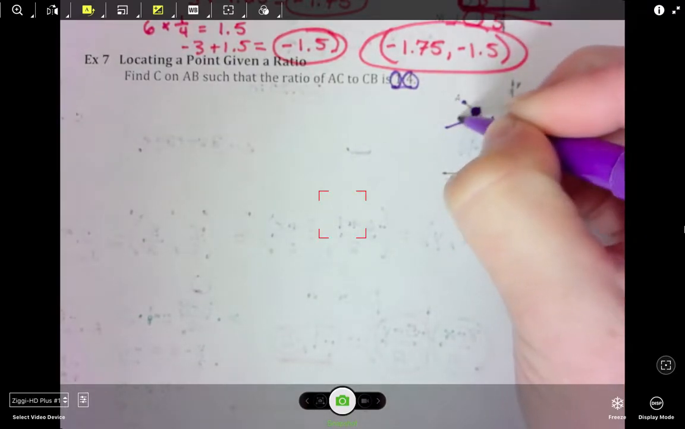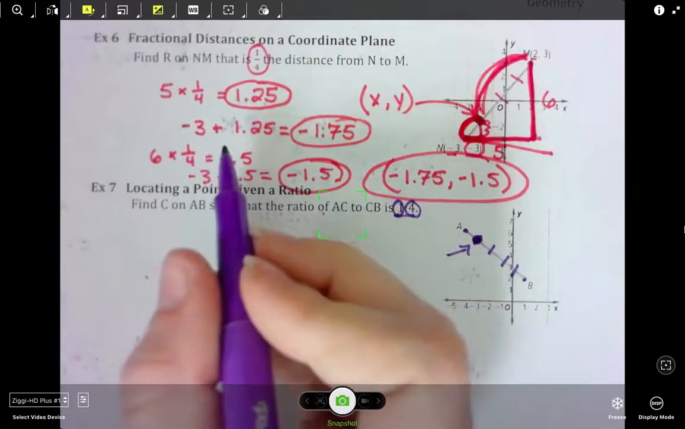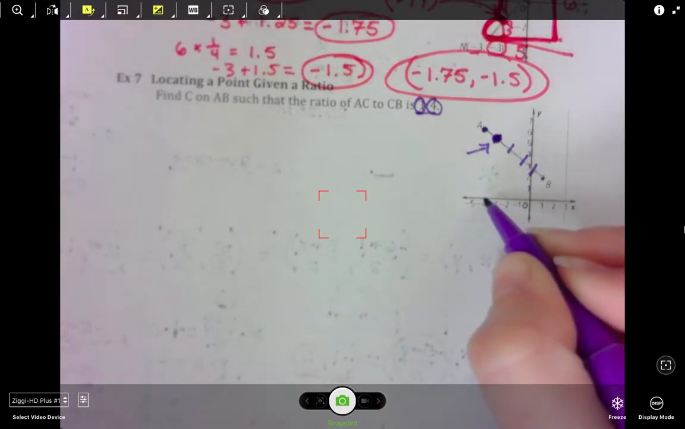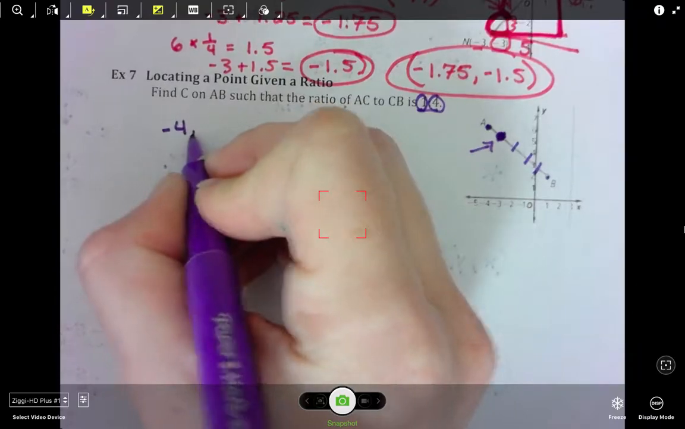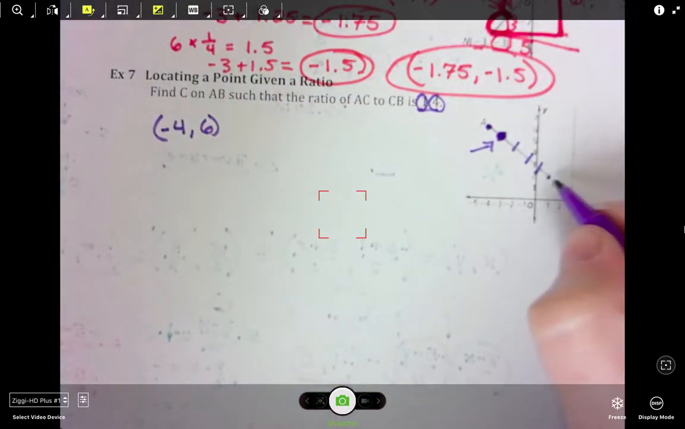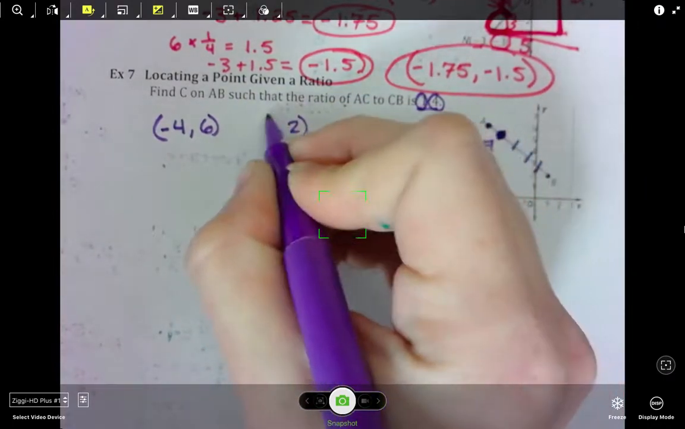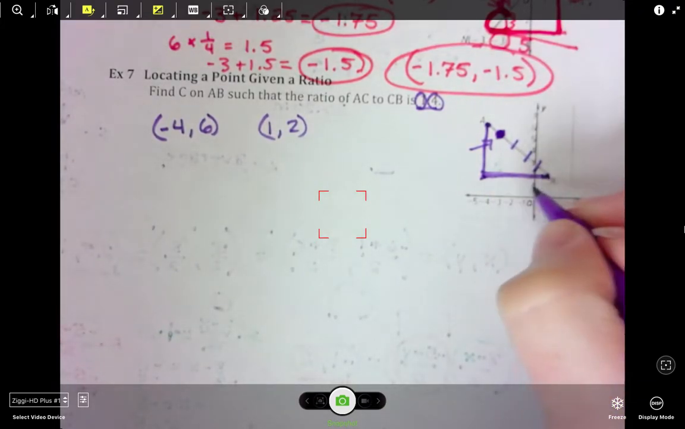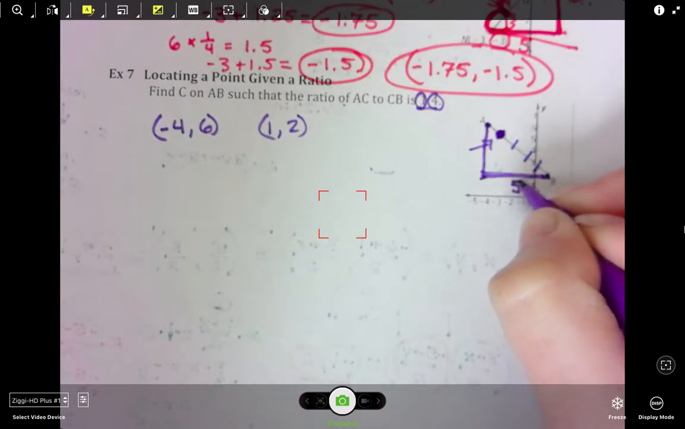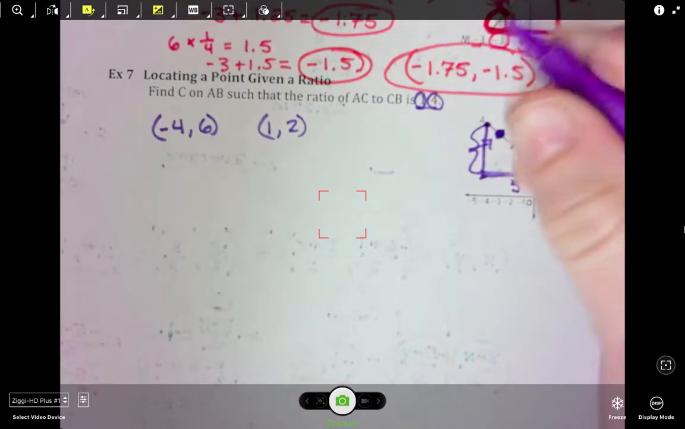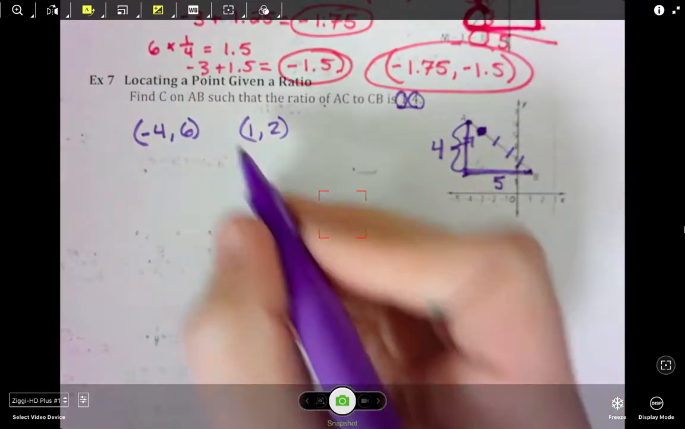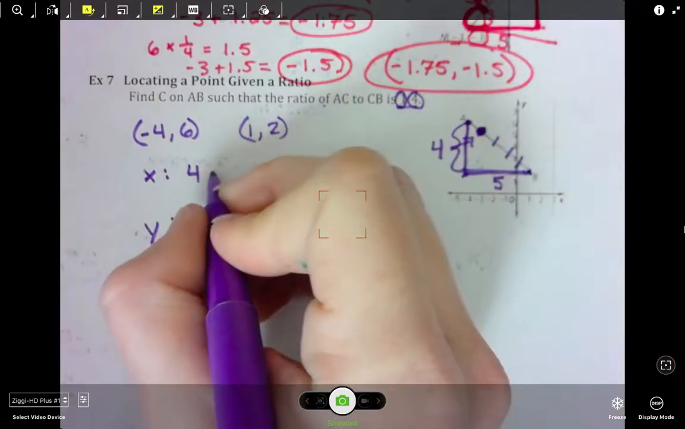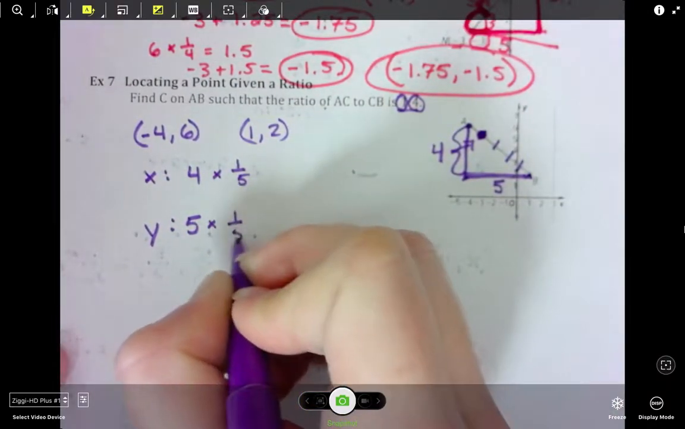I want to find the coordinates of this point right here. So what I'm really doing is the same thing as what I did up here, but I'm multiplying by 1/5 instead. The coordinates of A are at -4, 6, and the coordinates of B are at 1, 2. From this point to this point, I am going in the x direction 5 units, and in the y direction 4 units. I'm going to multiply each one of those by 1/5.